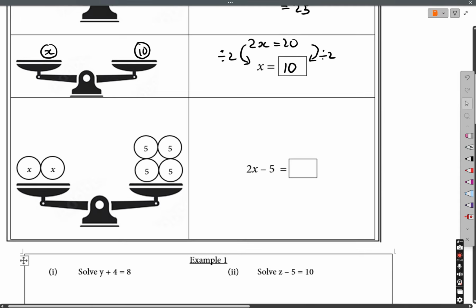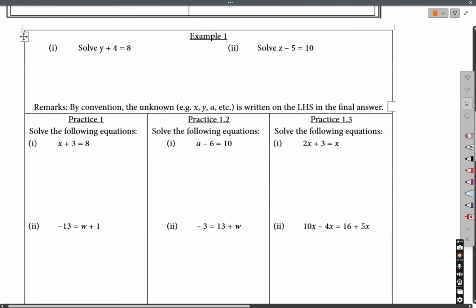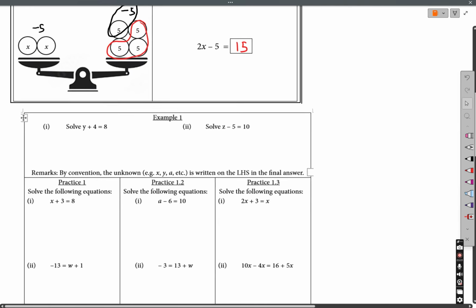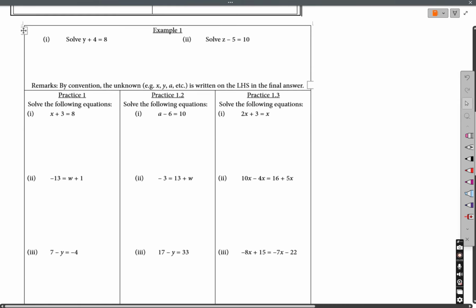And finally, when I minus 5 on the left hand side, I will also minus 5 on the right hand side. And this will give me 0. So I'm left with the one in red, which is 15. Okay, so this is why I call the long method the correct math method.